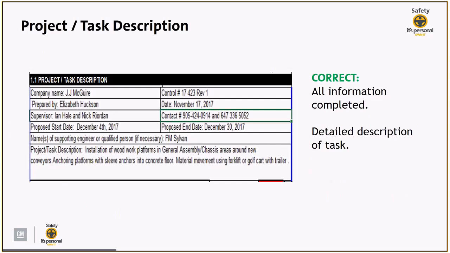So this is what we're looking for, where all information is filled in and they have a really good project task description.